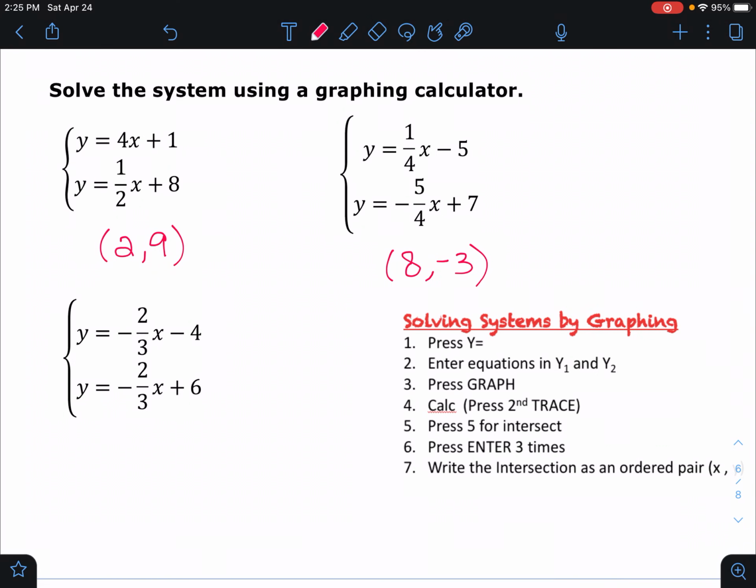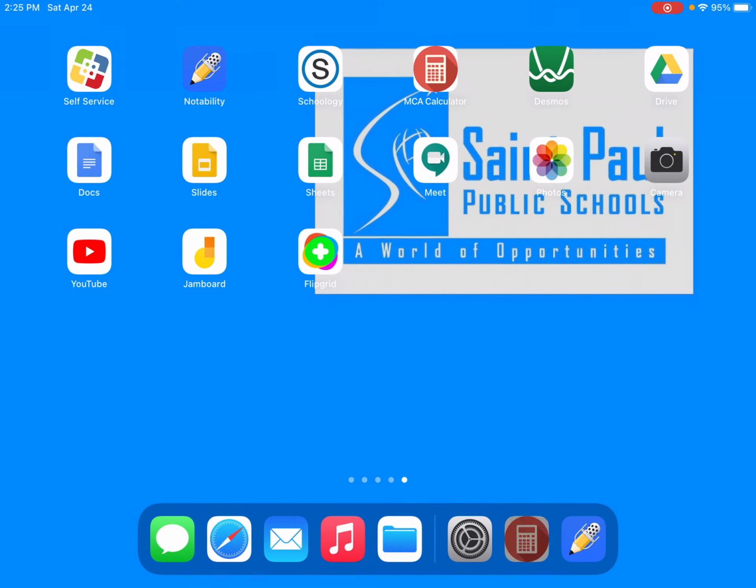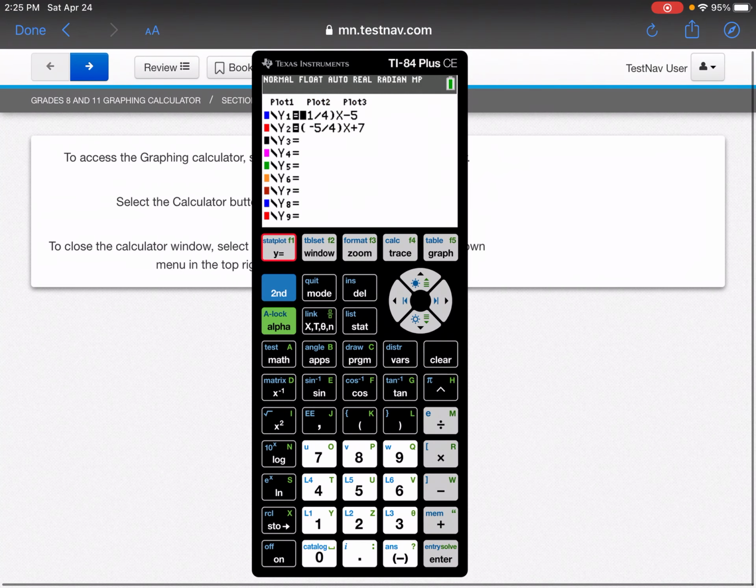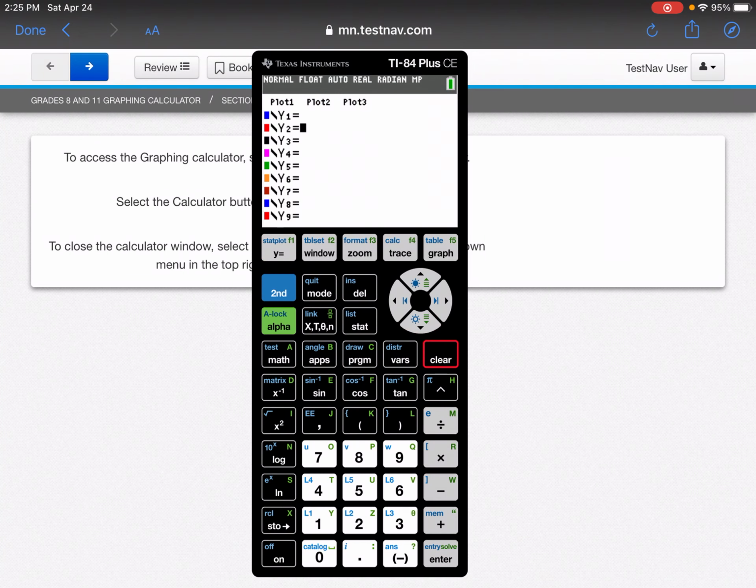We're going to do one more, because this last one's a little weird. So I want to touch on that one. So we'll go over that one. And, okay, I'm going to clear these out again. Press the y equals button, remember, and then y1.